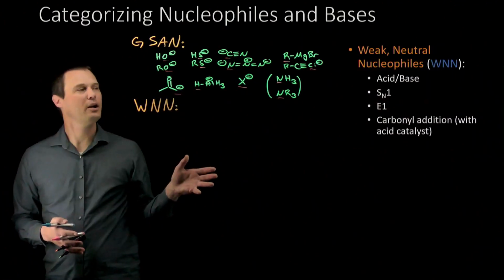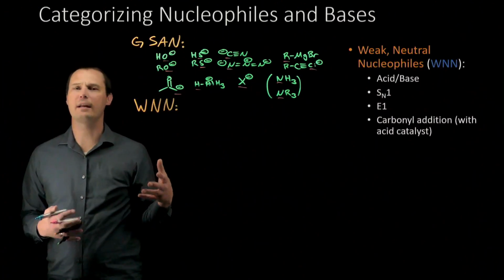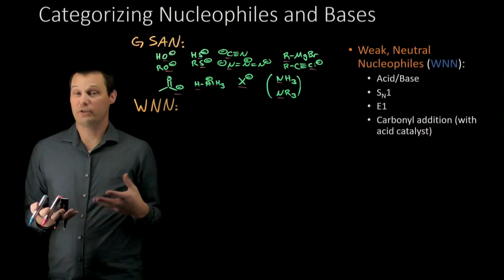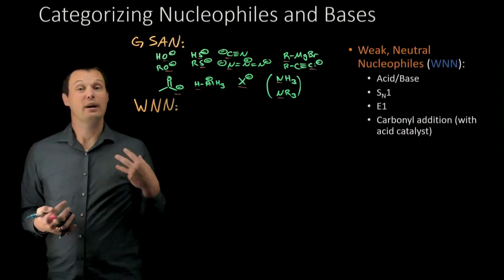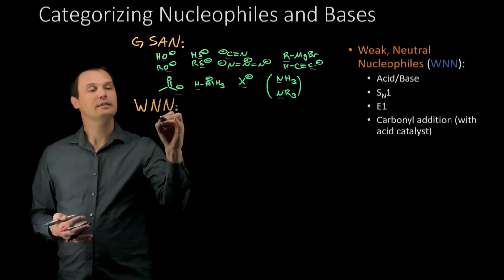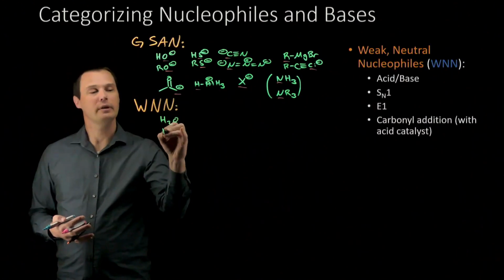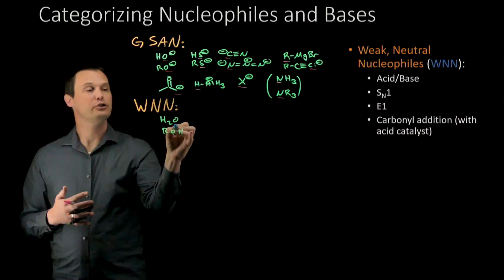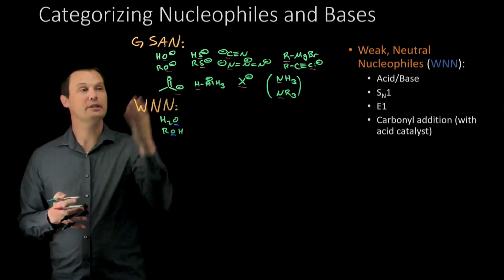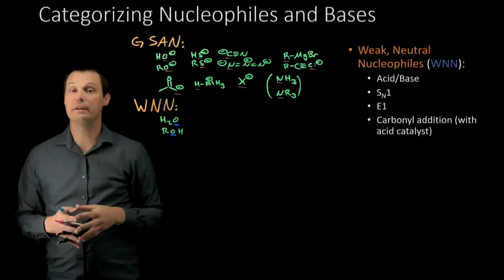The next class of nucleophiles I call weak neutral nucleophiles, WNN. These are nucleophiles. They have a lone pair of electrons. They have excess electron density, but they don't have a full negative charge or anything. So they're not good, strong anionic nucleophiles. On this list would be things like neutral water and really any neutral alcohol. Notice the difference between OH- and H2O and RO- and ROH. They're essentially the same reagent. One is anionic, one is neutral.